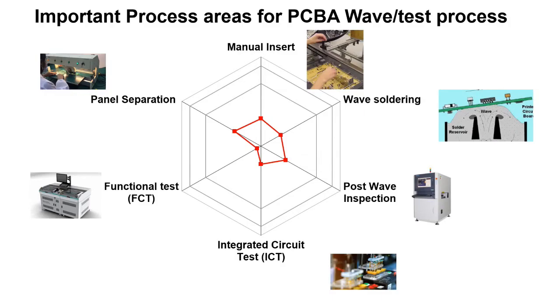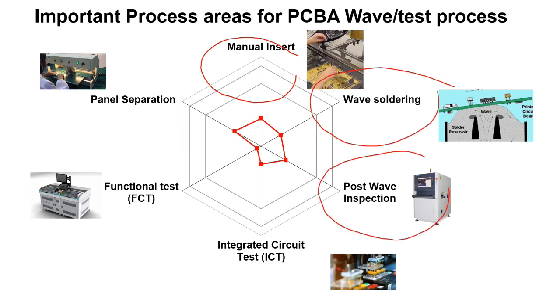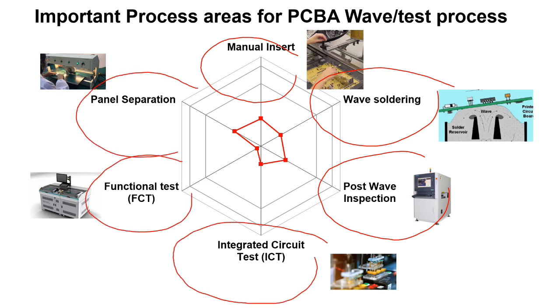Let's take a dive into the world of printed circuit board assembly wave and test process and explore the areas that require utmost control to achieve consistently high quality products, starting with manual insert to insert the through-hole component on the board, followed by the wave soldering process itself, post-wave visual inspection, integrated circuit test, functional test, panel separations. In this video, we will uncover the secrets of setting up and executing effective functional tests to protect customers from getting faulty products.